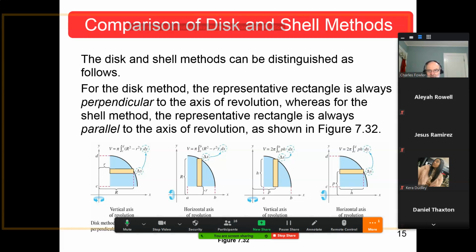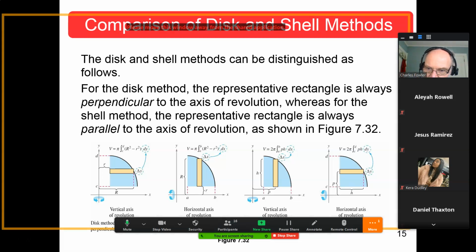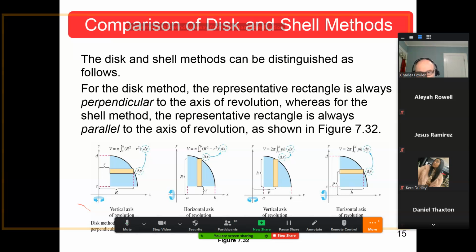Now, they've shown it here. I don't know if this is particularly useful to you. If you're revolving around the y-axis here, okay, then the disk method, or in this case the washer method, you would rotate this rectangle all the way around and see the rectangle is perpendicular to the axis of revolution.